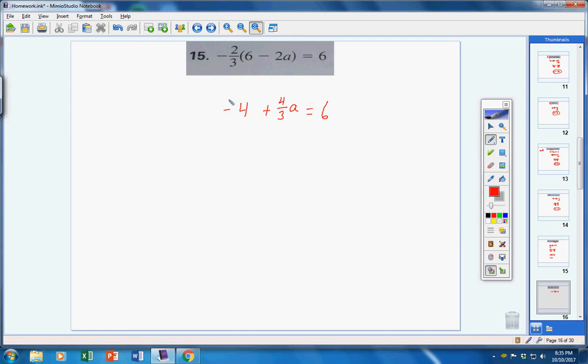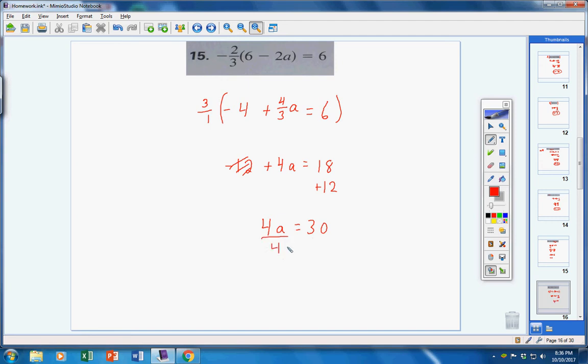Next, eliminate fractions. I have one fraction with a denominator of 3, so multiply everything by 3. 3 times negative 4, negative 12, 3 over 1 times 4 over 3. Your 3's would cancel, leaving you with 4a, and 3 times 6 is 18. Next, variable terms on one side, constant terms on the other. So we're left with 4a equals 30.